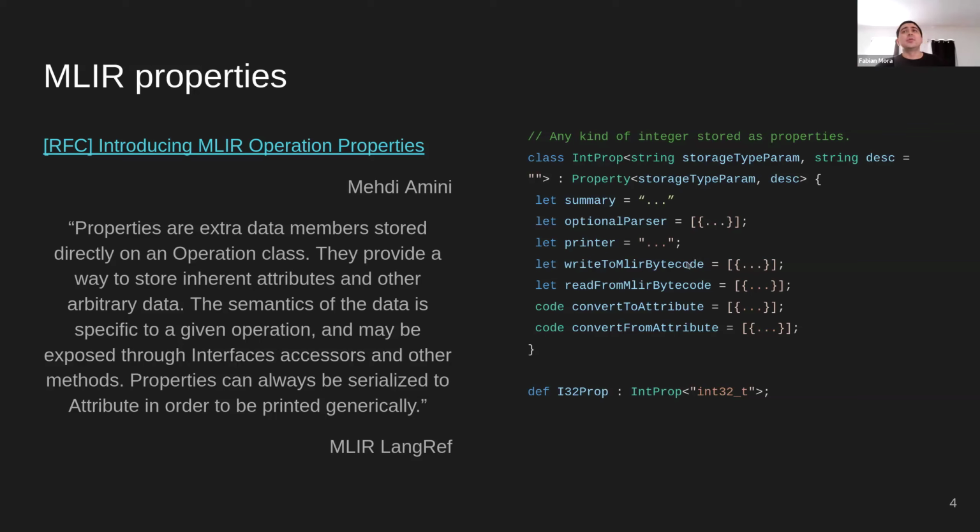But they're very different from what the actual meaning, for example, of a printer or parser means in an attribute. Then you have things like convert to attribute and convert from attribute, which is a way to specify how to take a property and turn it into an attribute and vice versa. This is needed for generic parsing and printing and some other things. And this is how you specify that you want to use this property, and the storage is an int32.